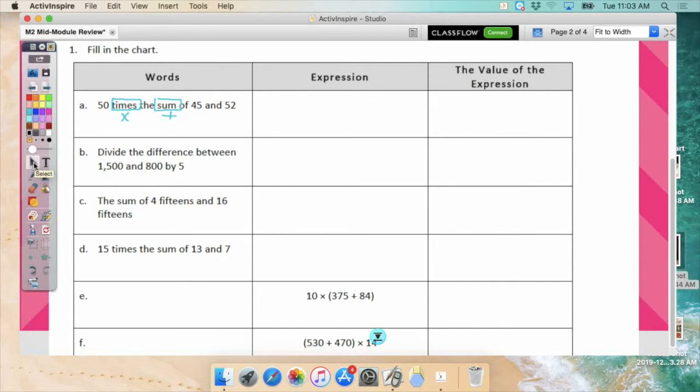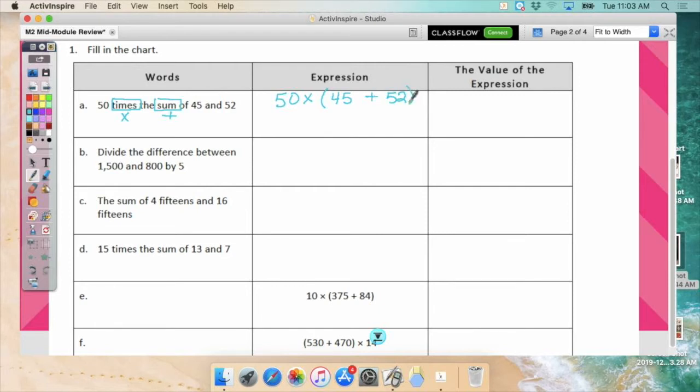Okay, so it looks to me like I'm multiplying and adding. Do you agree? Yes. And then down here, look at this. Lo and behold, I see one that is multiplying and adding. So could I maybe just copy this format but put the other numbers in? Okay, so my numbers are 50 times 45 and 52.